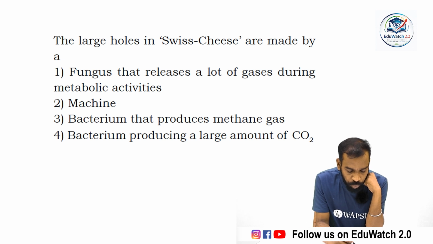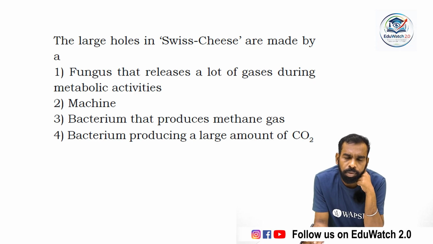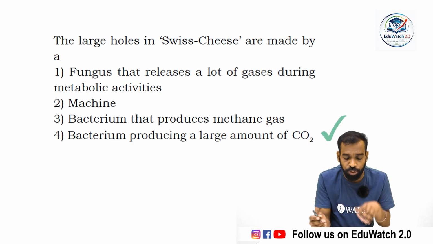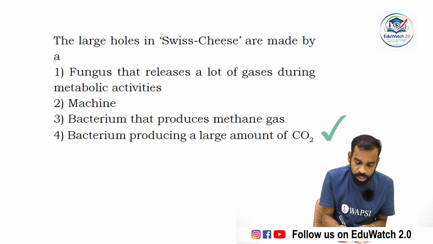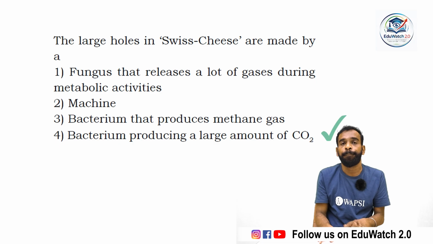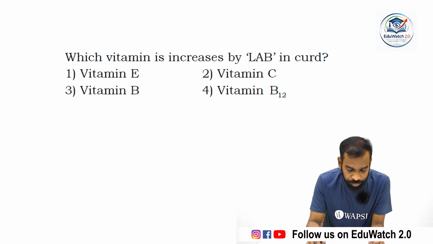So the large holes in Swiss cheese are made by bacterium producing large amount of carbon dioxide. Swiss cheese is produced by bacterium. What is the name of the bacterium? Propionibacterium shermanii. So move to next question.